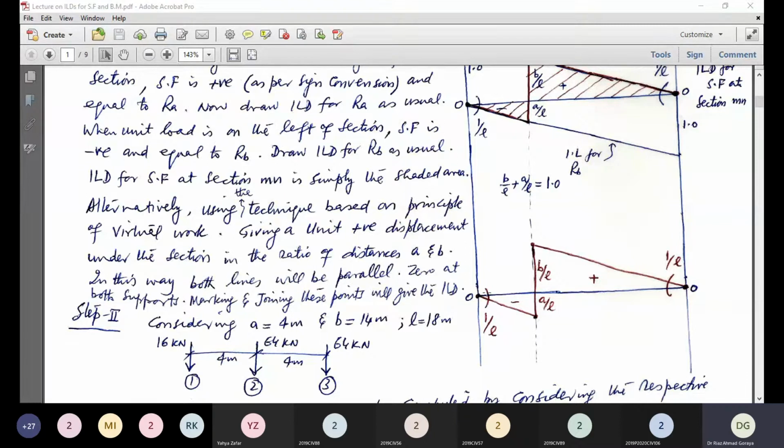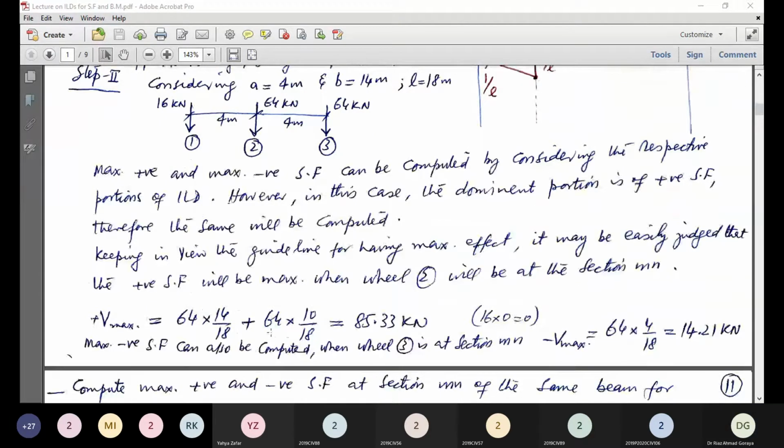So this 64 will be multiplied with this B over L, 14 over 18, the respective ordinate for the positive portion. Then wheel 3 is at a distance of 4 meter from wheel 2, so 64 into 10 by 18. So the total is 85.33 kilonewton.